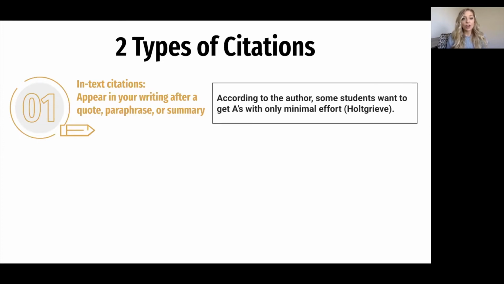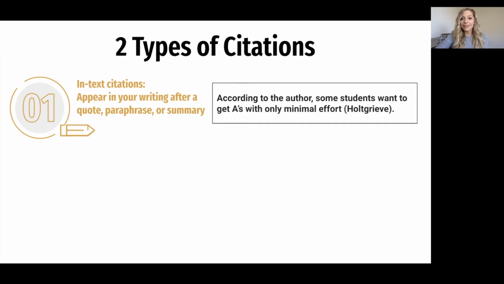There are what we call in-text citations, and from this name, you can hear that this citation is in your text. It appears in your writing after a quote, a paraphrase, or a summary. So this is actually a part of your paper. And here's a sample right here. According to the author, some students want to get A's with only minimal effort. And then the author's name is in the parentheses and his name is Holtgreave.